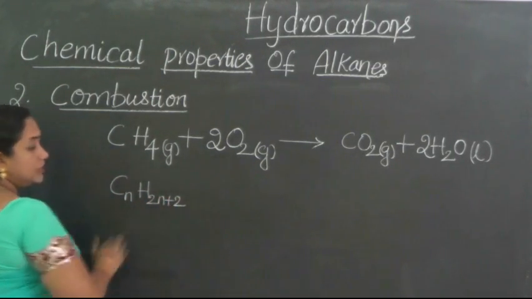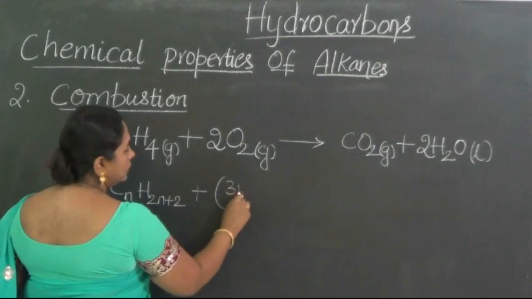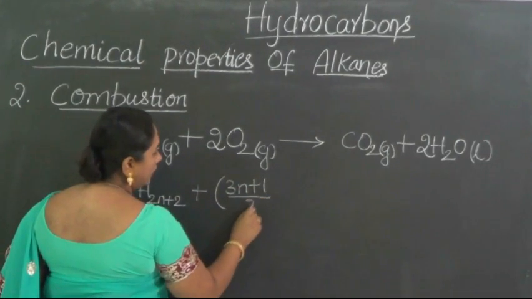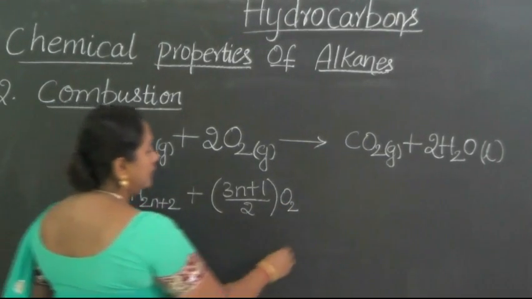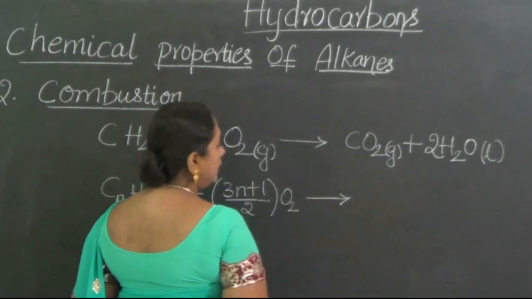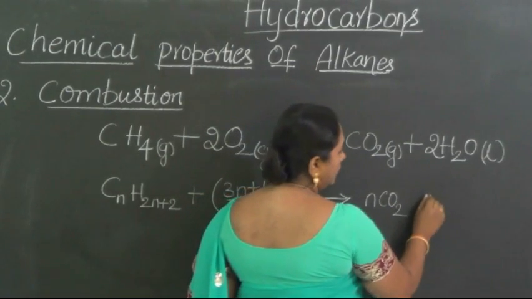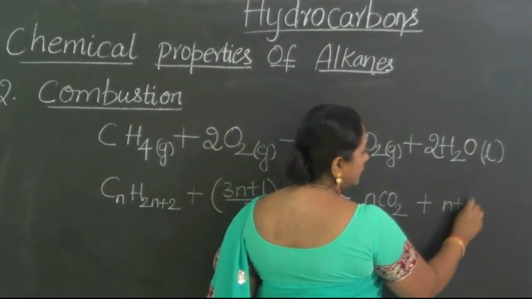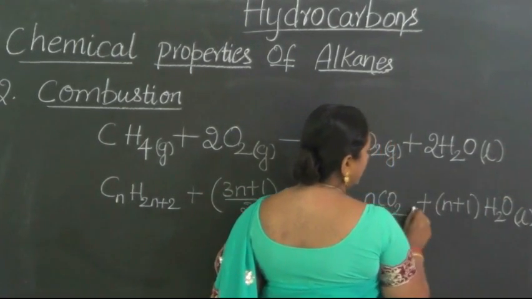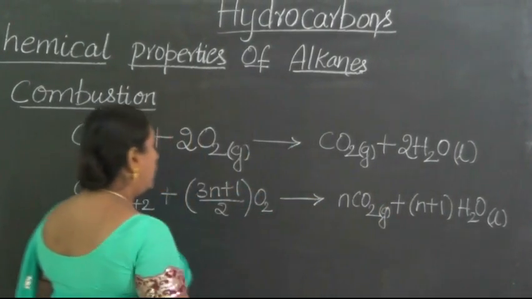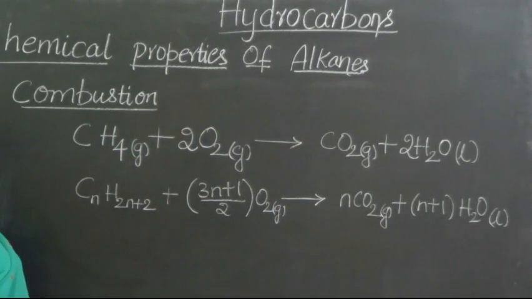CnH2n+2 is the general formula of alkanes, plus (3n+1)/2 so many molecules of oxygen need to be taken. When we do that, it will give us n molecules of CO2 and n+1 number of molecules of H2O liquid. CO2, of course, gas. Oxygen is gas. So now let us try out an example for this.